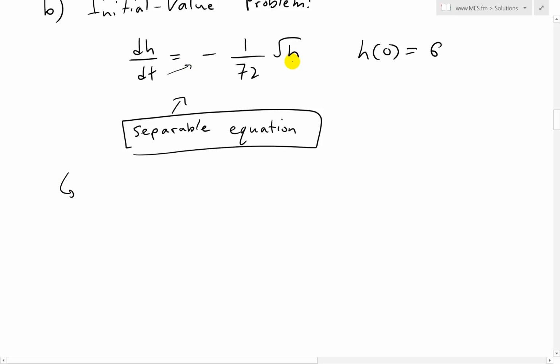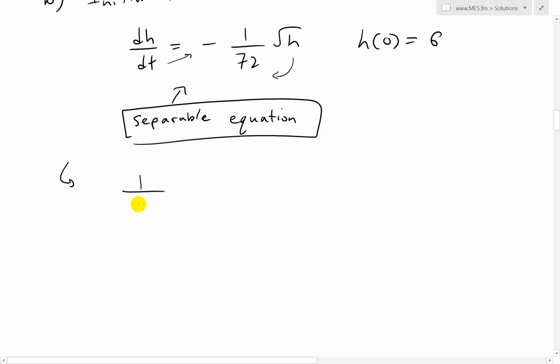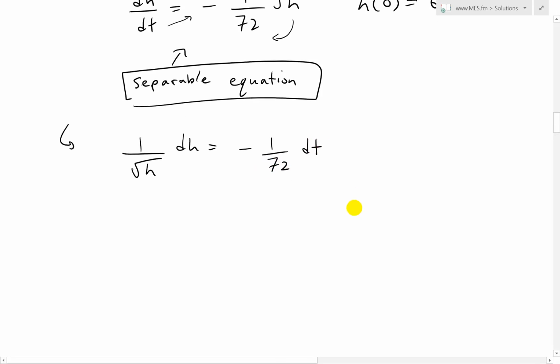So let's just move this around. Move this over there and the square root of h on the other side. So what we end up getting is 1 over square root of h times dh is equal to negative 1 over 72 times dt. Then we just take the integral on both sides. We take the integral on the right side first. This is a simple one to do. This is just a constant, so the integral of a constant is just going to be that variable t, so negative 1 over 72 times t.